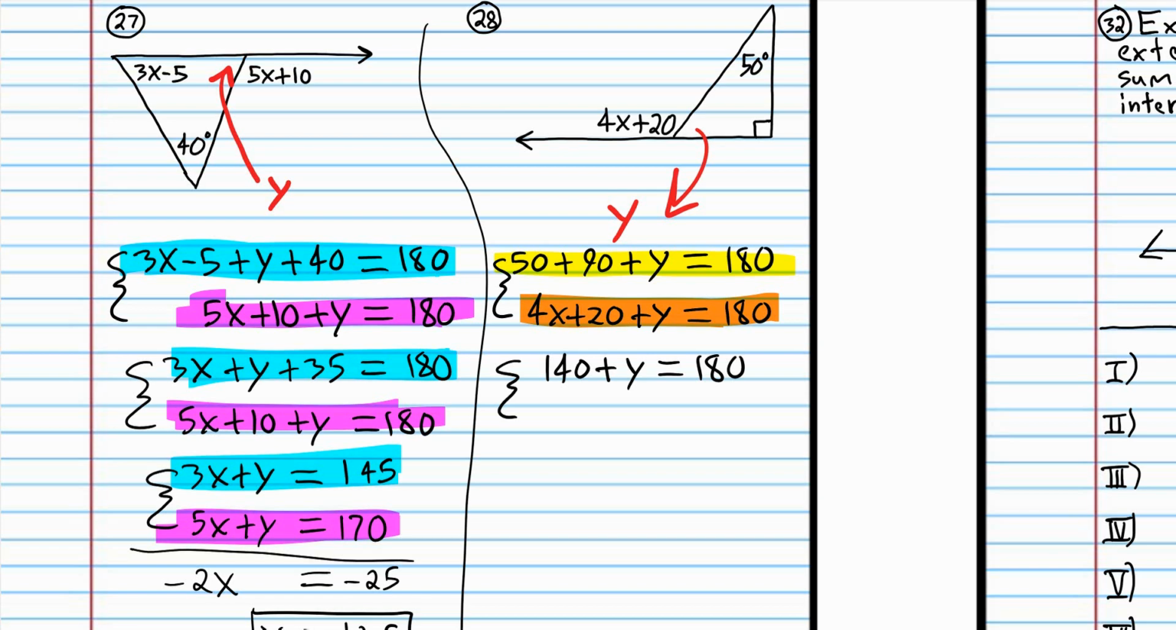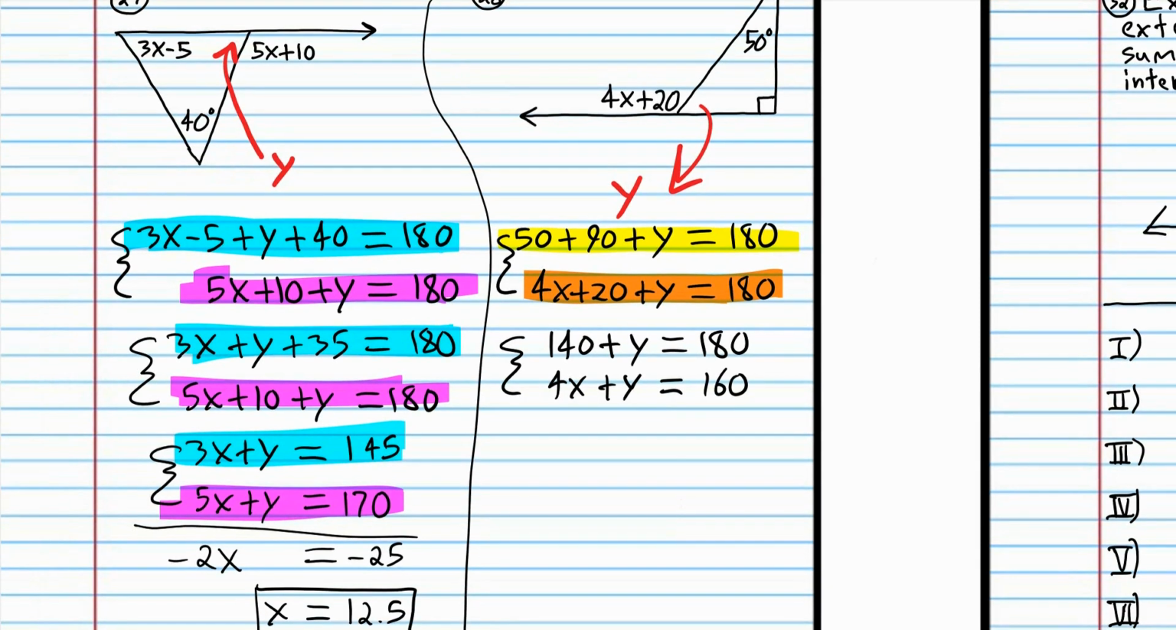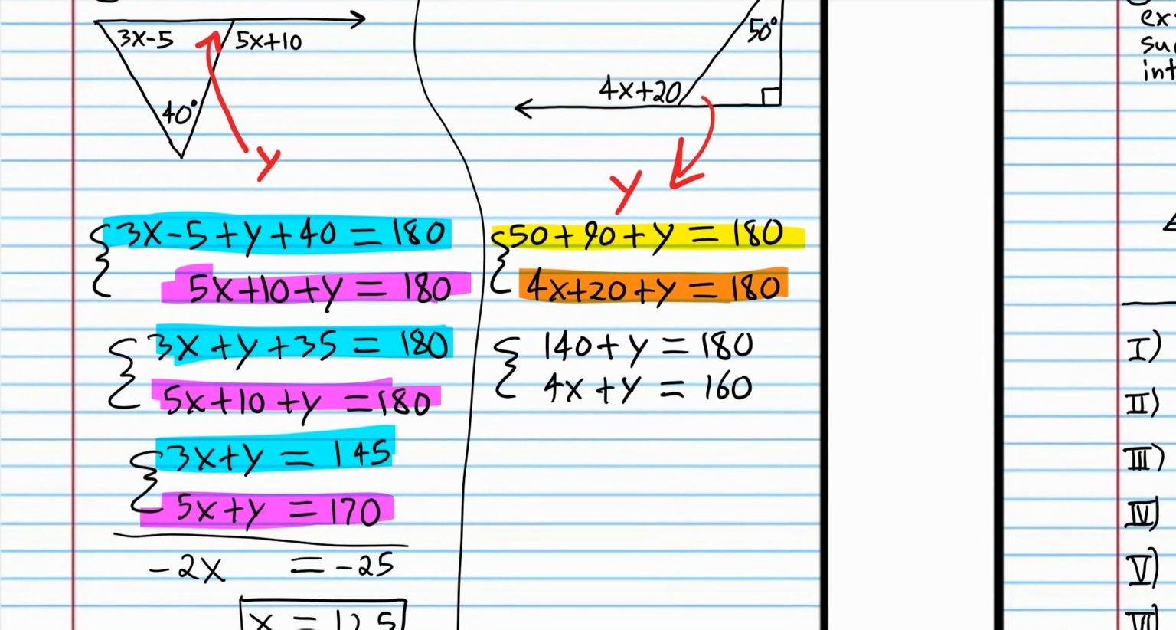It looks like this problem is going to be a lot easier. I'm just going to subtract 20 from both sides, and I'm going to get 160. This problem is easier because the top equation doesn't have an x. So I can just solve the top equation, subtract 140 from both sides, and I get y is equal to 40. So I guess we didn't really even need to make a system of equations for this problem.